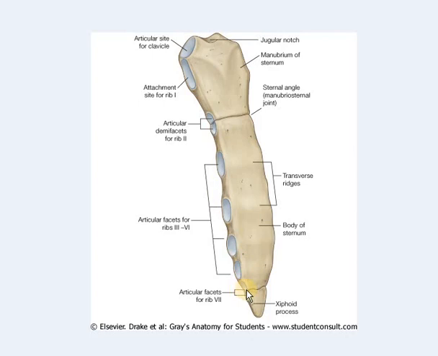at the lower end of the body of the sternum, on the lateral border, you can again find a demi-facet for the articulation of the seventh rib, and similarly a demi-facet can be found on the upper part of the xiphoid process. So the seventh rib, just similar to the second rib, partially articulates with the body of the sternum, and partially articulates with the xiphoid process.